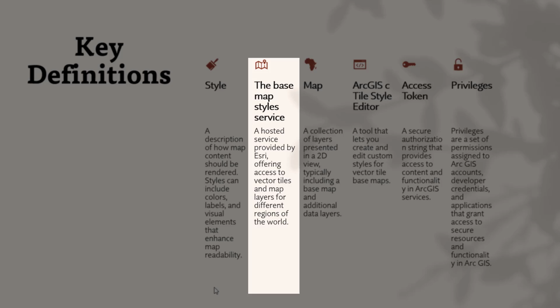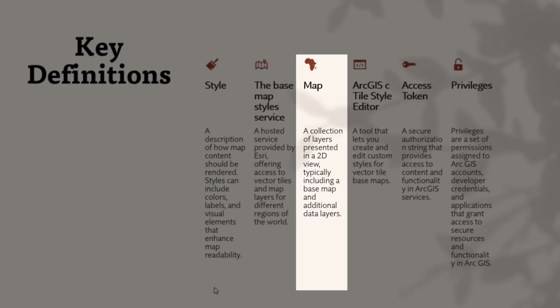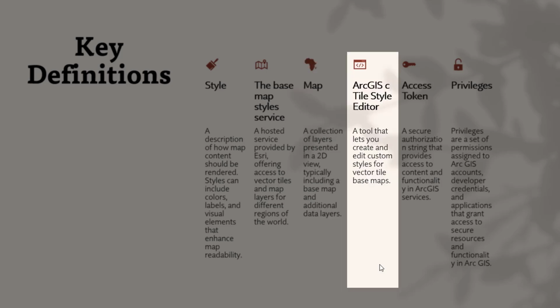Base Map Style Service: a hosted service provided by Esri, offering access to vector tiles and map layers for different regions of the world. Map: a collection of layers presented in a 2D view, typically including a base map and additional data layers. ArcGIS Vector Tile Style Editor: a tool that lets you create and edit custom styles for vector tile base maps.